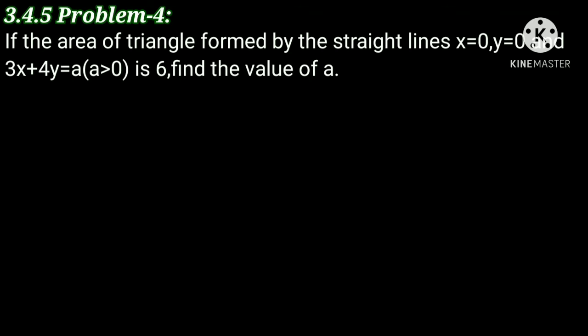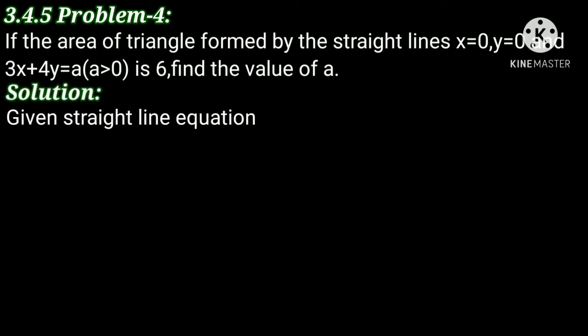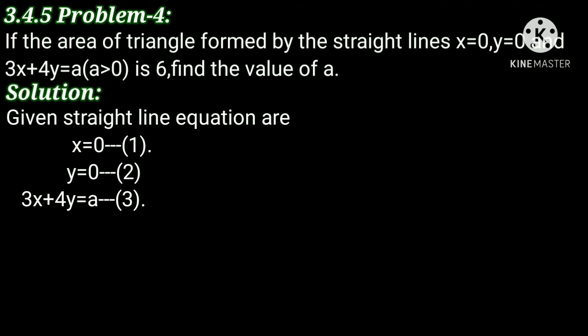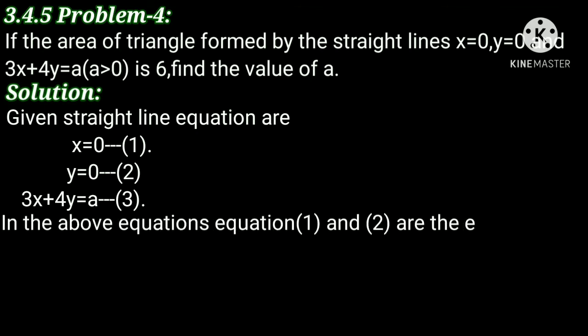In this problem, we have to find the unknown value a. It is given that three lines form a triangle with area 6. Now we will solve the problem. Solution. Given straight line equations are x equal to 0, equation number 1, y equal to 0, equation number 2, and 3x plus 4y equal to a, equation number 3. In the above, equations 1 and 2 are the equations of the y-axis and x-axis respectively.